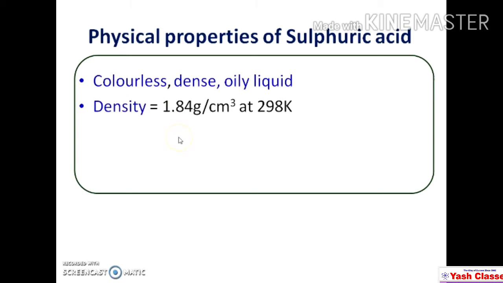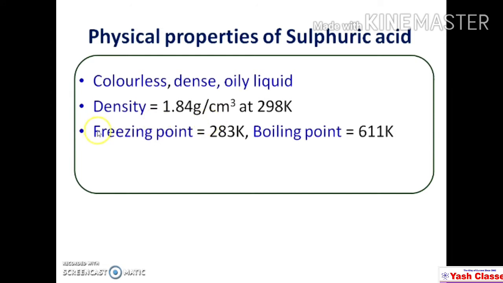Actually, the density of water is considered as 1 gram per cubic centimeter at 298 Kelvin, but the density of sulfuric acid is 1.84 gram per cubic centimeter at 298 Kelvin. Its freezing point is 283 Kelvin, and this sulfuric acid boils at 611 Kelvin, and it is a highly corrosive liquid.